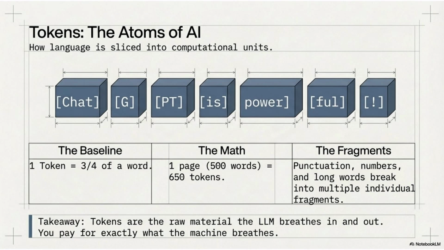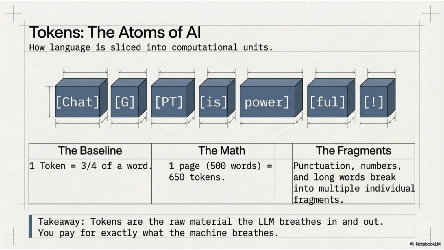Think of a token as a unit of language. LLMs don't read words like humans do. They process text in fragments. Look at the example on this slide. "ChatGPT is powerful!" gets broken into 7 tokens: chat, G, PT, is, power, full, and the exclamation mark. Short words might be 1 token, while long or complex words are broken into 2 or 3 pieces.